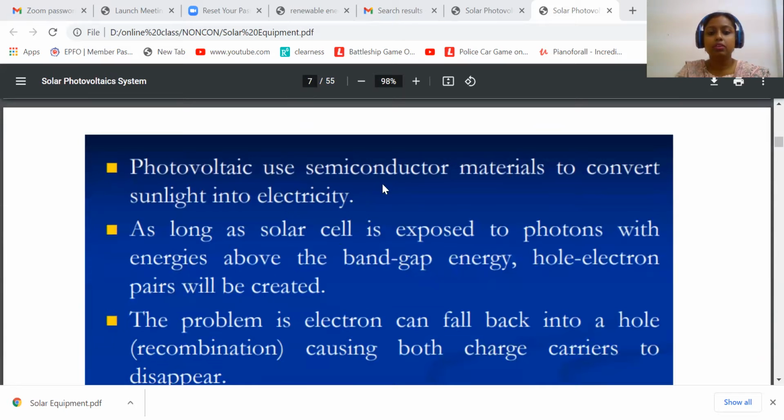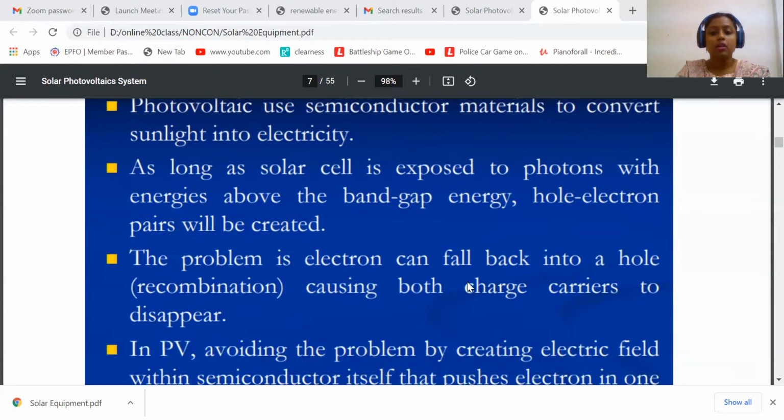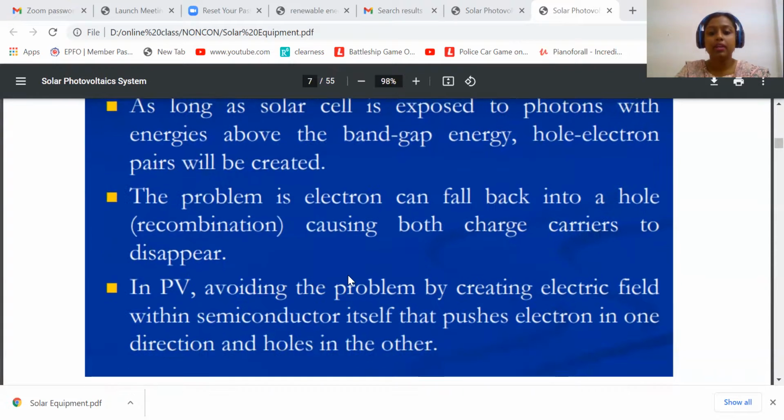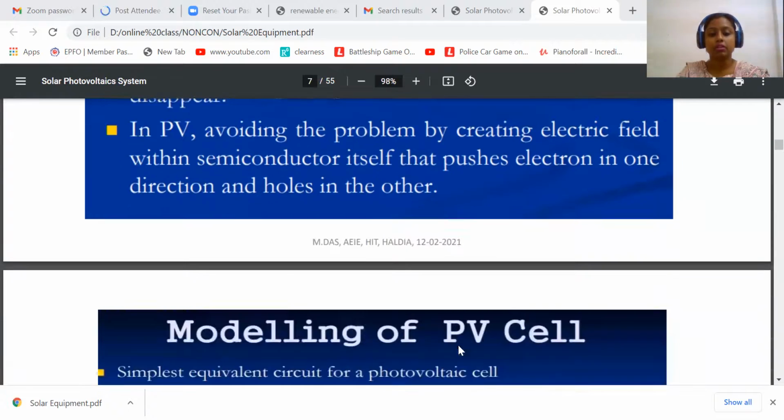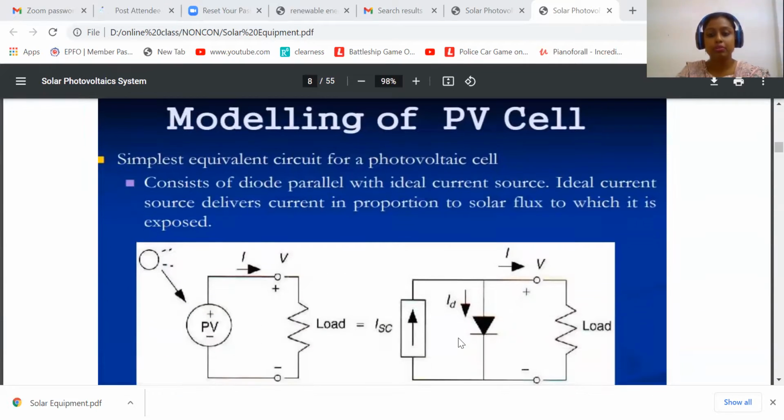Photovoltaics use semiconductor materials to convert sunlight into electricity. As long as the solar cell is exposed to photons with energies above the bandgap energy, electron-hole pairs are created. The electrons can fall back into the holes, called recombination, causing both charge carriers to disappear. In PV, this problem is avoided by creating an electric field within the semiconductor itself that pushes the electron in one direction and the hole in another. This brings us to the modeling of the PV cell.